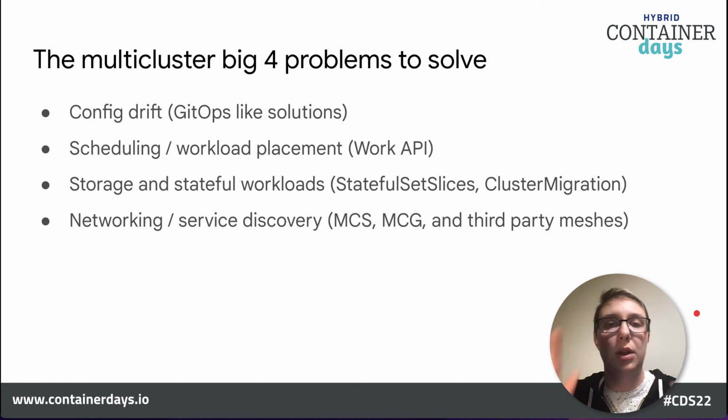So the real one-slider version of all of this: for config drift, there's a lot of GitOps solutions out there, some different third-party solutions, some that belong to different clouds. In general, this is kind of the direction that config drift solutions have been going. For scheduling and workload placement, this is an area of active research, I would say, for SIG multi-cluster.